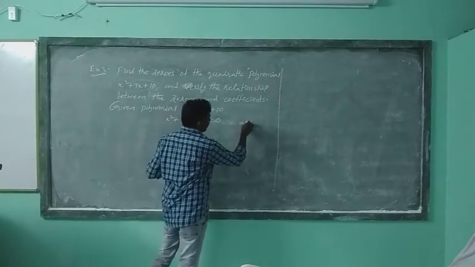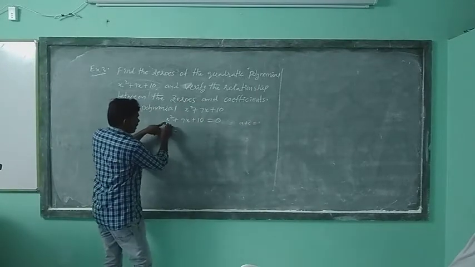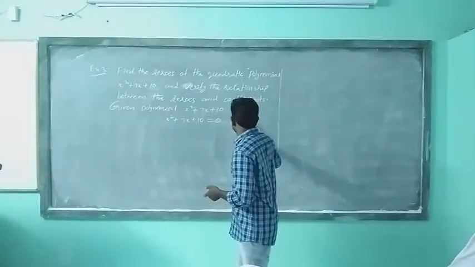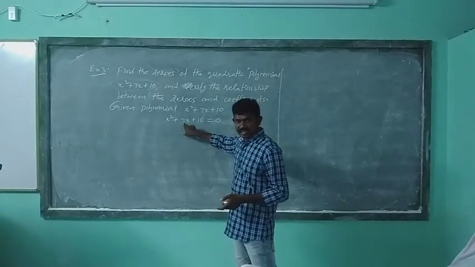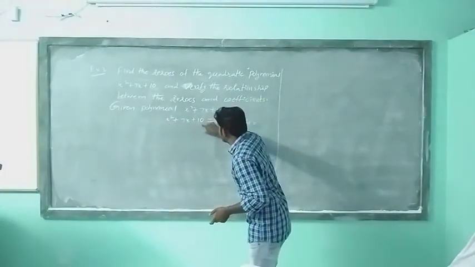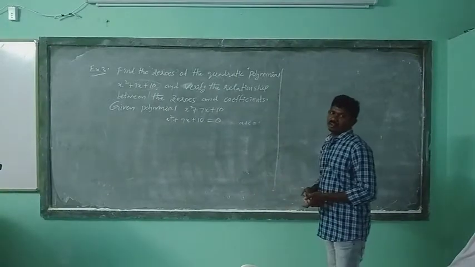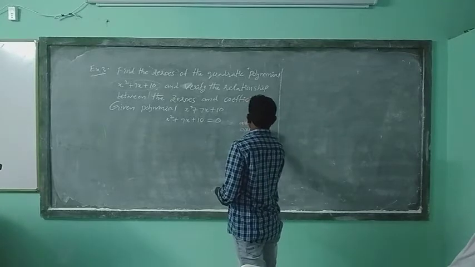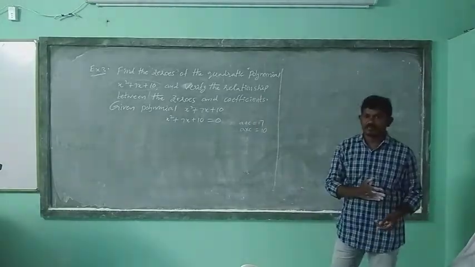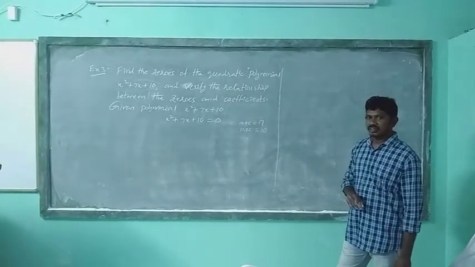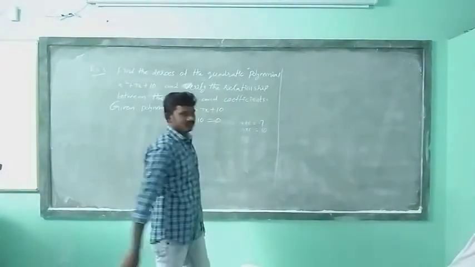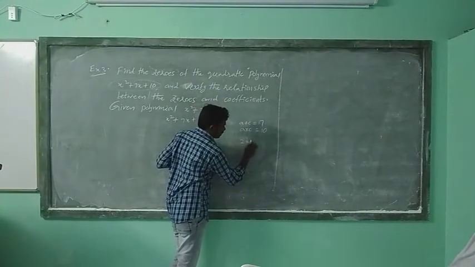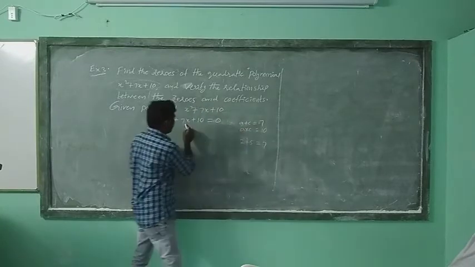Now, a plus c, a into c. Here we take any two numbers whose addition is 7 and whose multiplication is 10. For example, a plus c equal to 7, a into c equal to 10. Which numbers should we take? For example, here take 2 comma 5. 2 plus 5 equals 7. Next.